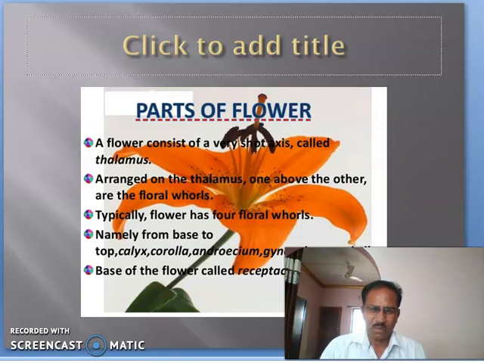Parts of flower. A flower consists of a very short axis called a thalamus. Arranged on the thalamus, one above the other, are the floral whorls. Typically, a flower has 4 floral whorls, namely from base to top, calyx, corolla, androecium and gynoecium. The base of the flower is called a receptacle.